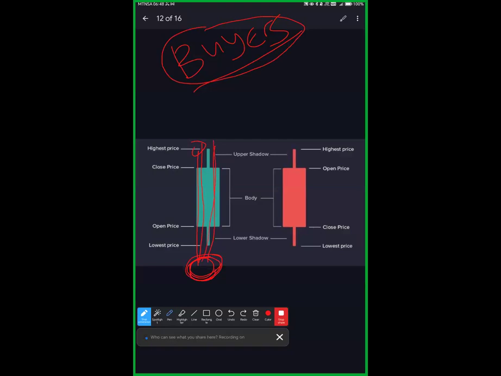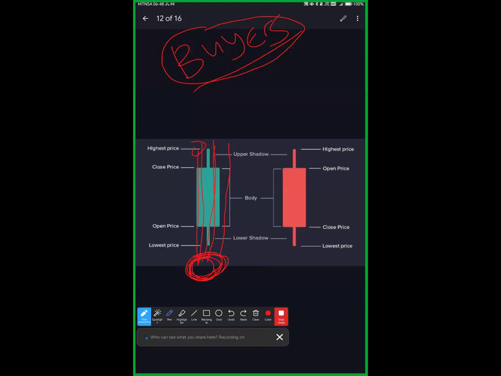What I'm simply saying is, on each and every trade session, if it is buyers that open the price, they open it from the lowest price, from the bottom, and then their duty is to push the price to the top. That is buyers for you.